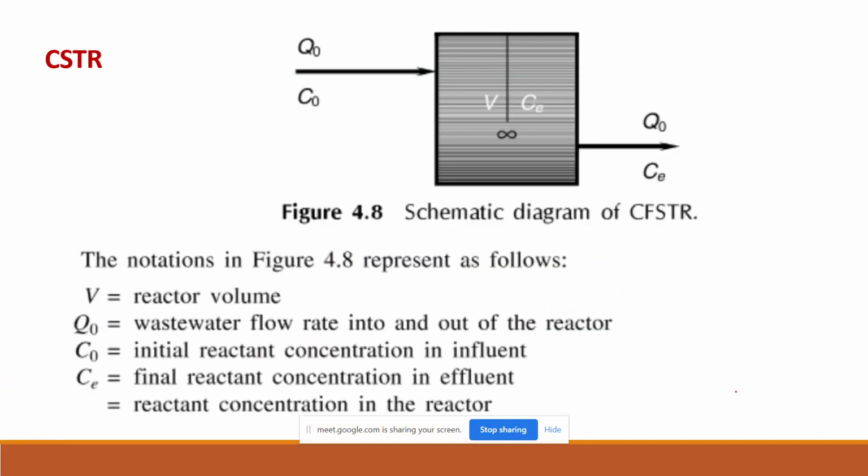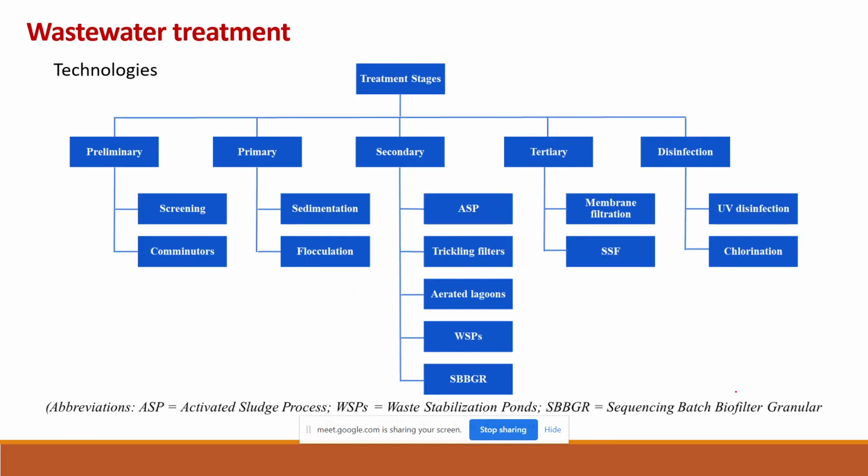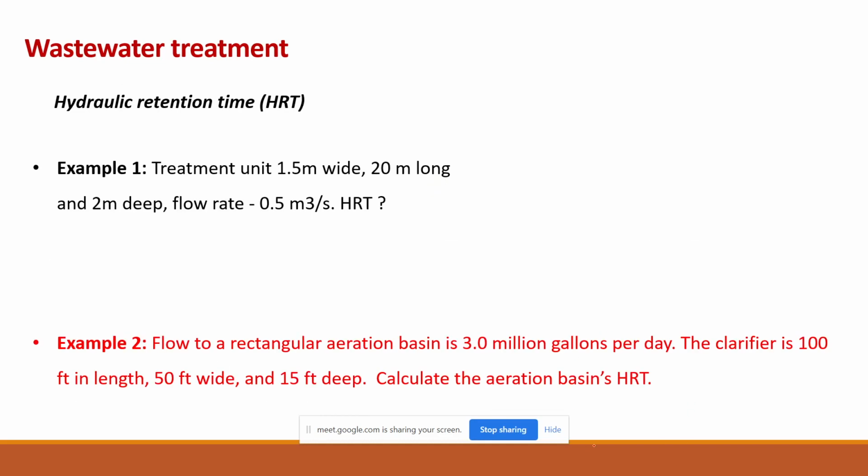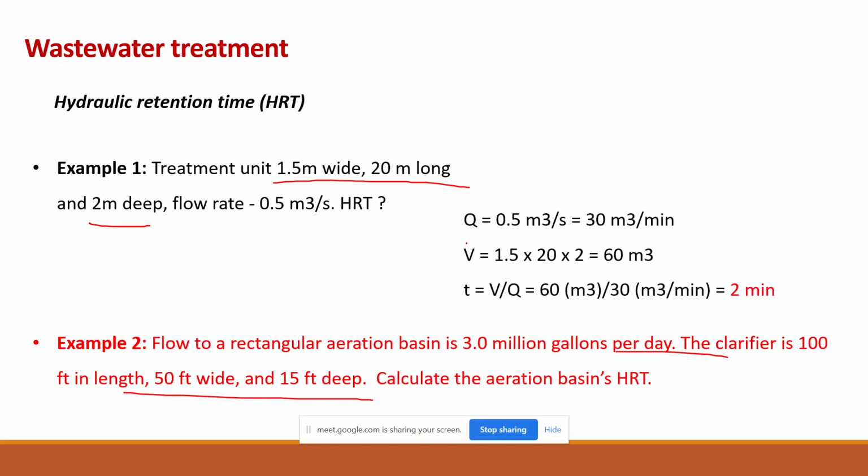So in today's lecture we studied three main topics related to wastewater treatment. First is the hydraulic retention time, where we studied that T, or the hydraulic retention time, is the volume of the reactor divided by the flow rate. Correct? So we solved two main numericals. The dimensions of the units were provided. You multiply these dimensions to get the volume, and then you simply divide it by the flow rate, so you will get the hydraulic retention time. A similar thing was to be done in the second example.